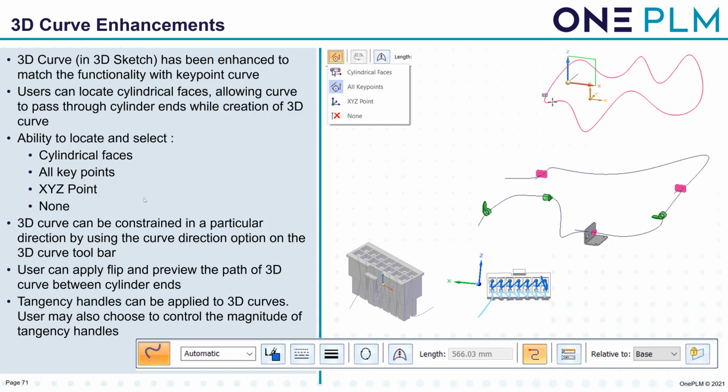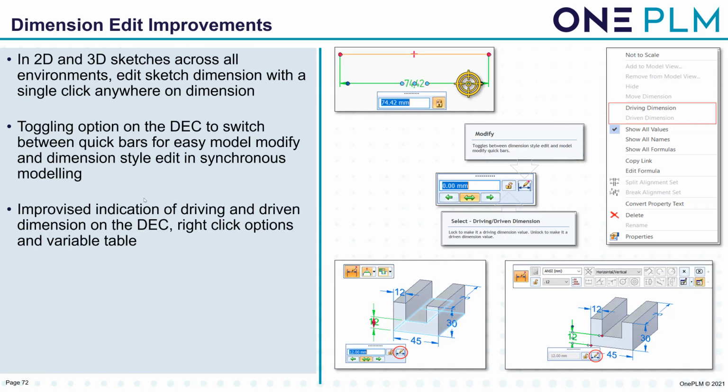Remember, the flip is just the F key if you haven't used that before. Tangency handles can be applied to a 3D curve. Users may also choose to control the magnitude of the tangency handles. If you do go to a cylinder, you're not going to get tangency handles, so just be aware. If you are interested in 3D curves, we do an express route course, and I quite like doing 3D curves. So let's carry on. Dimension edit improvements.